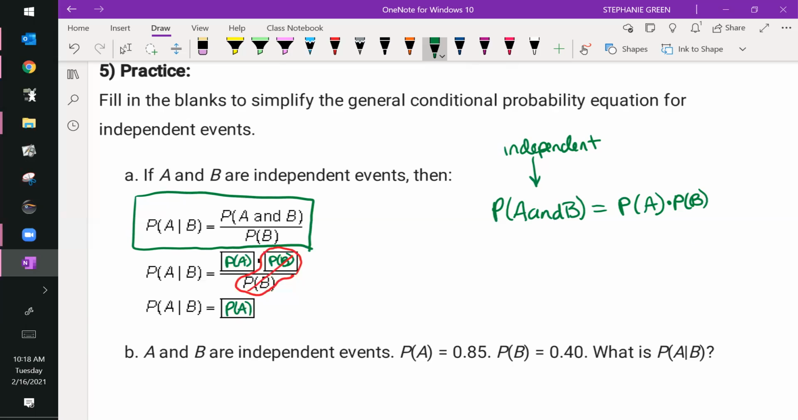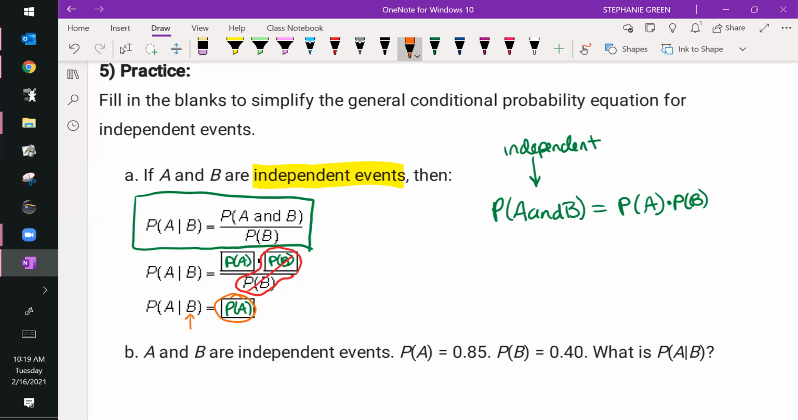if we have independent events. That actually should make sense. If two events are independent, that means that the probability of one event occurring does not affect the other. So if I want the probability of A, given that B has occurred, B has no effect on the probability of A. So the probability of A is completely unchanged.